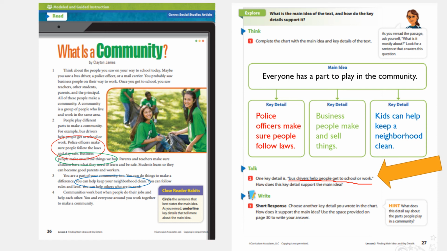Now you're going to do number 3 on another page. It's called short response down here at the bottom. The directions say choose another key detail you wrote in the chart. So we already talked about the bus drivers, but you can choose from the police officers, the business people, or the kids. Choose another key detail you wrote in the chart. How does it support the main idea? Use the space provided on page 30 to write your answer. So go ahead and turn to page 30 and let's see how we're going to do this.